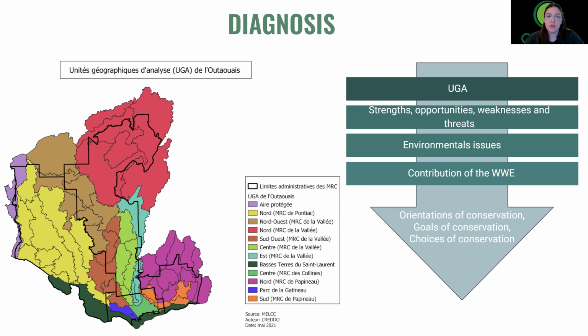With that, we could, after that, look at the environmental issues for each of the UGAs and how the wetlands and the water environments contribute to those environmental issues. After all those steps, we are able now to come up with the orientation of conservation, the goals of the conservation, and the choices of conservation.